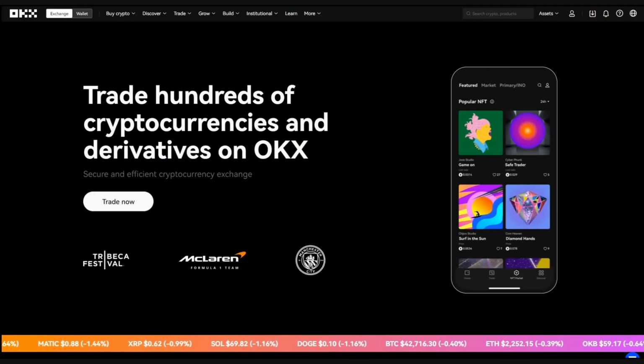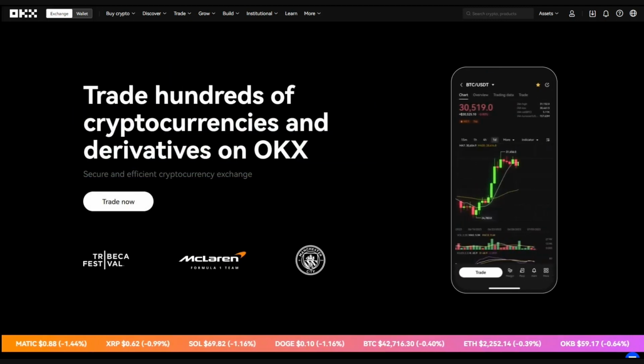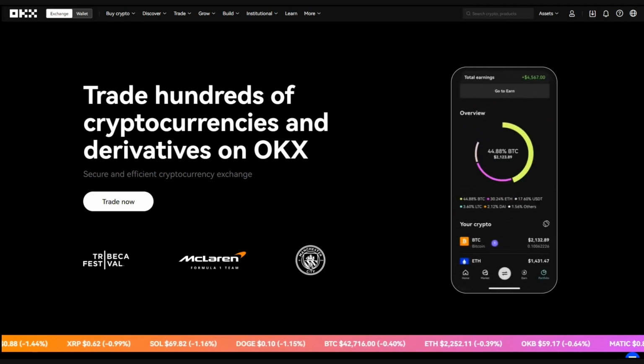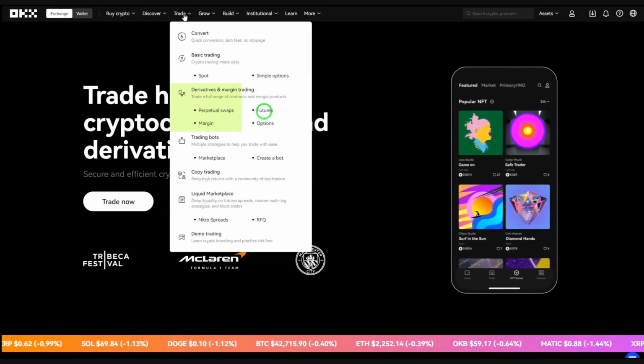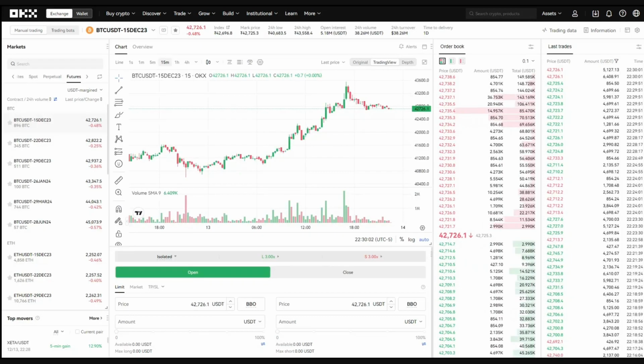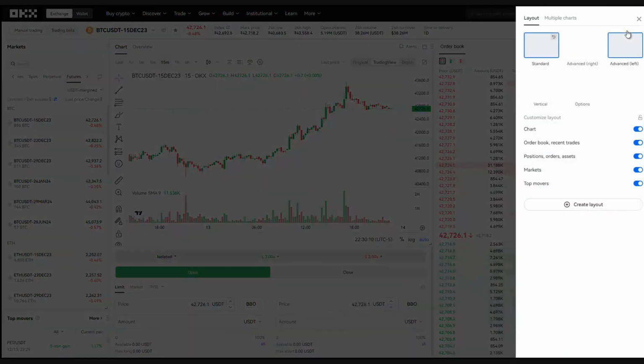I am already on the main page of OKX. You can find the futures in the trade section, derivatives and margin trading. Here you can see the standard view. The first thing you should do is configure the layout so that you can trade comfortably. You do this by selecting this icon in the upper right. Here you can see all the available options. I am going to choose this, Advanced.